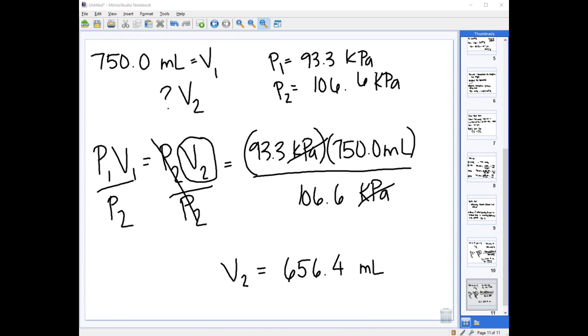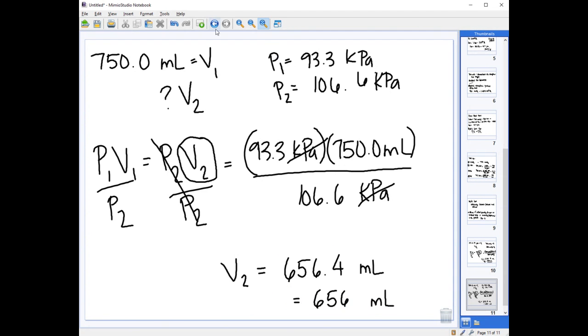Okay. How many significant digits do I have? Three. So what is my answer? 656, right, because I'm going to round down. So this is going to be equal to 656 milliliters. Okay? So let's work one more of these.